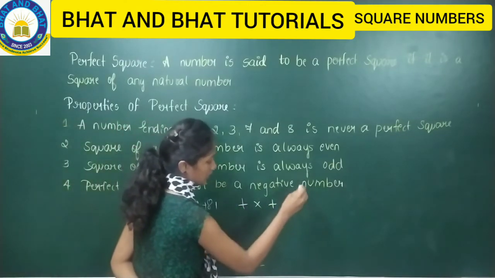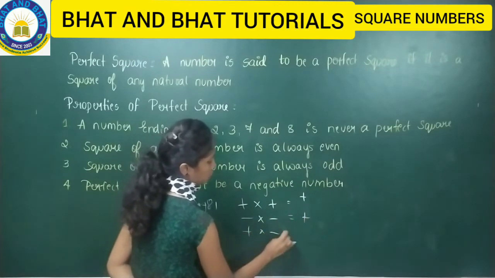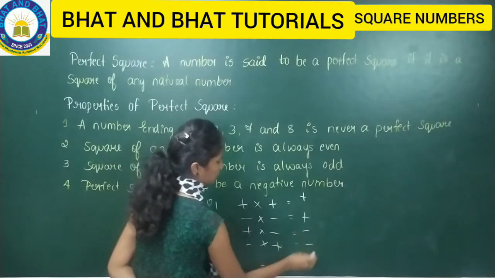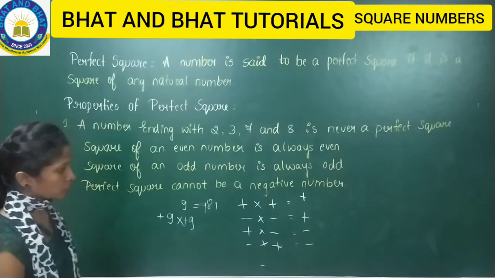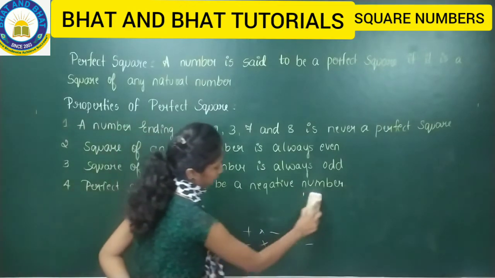Some of the properties of multiplication with minus: plus into plus is equal to plus. Minus into minus is equal to plus. Plus into minus is equal to minus. Minus into plus is equal to minus. So these are the properties. According to these properties, we will be doing it.